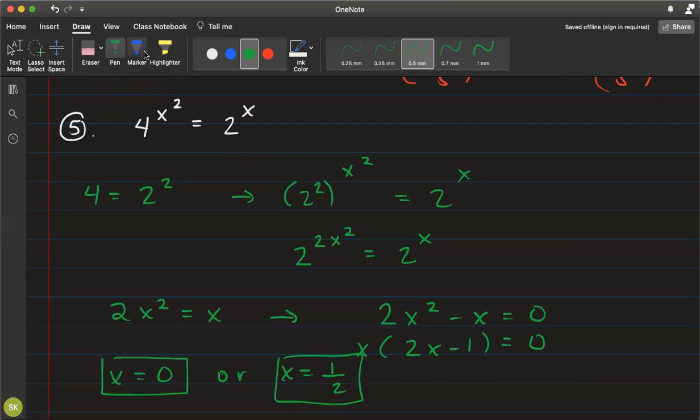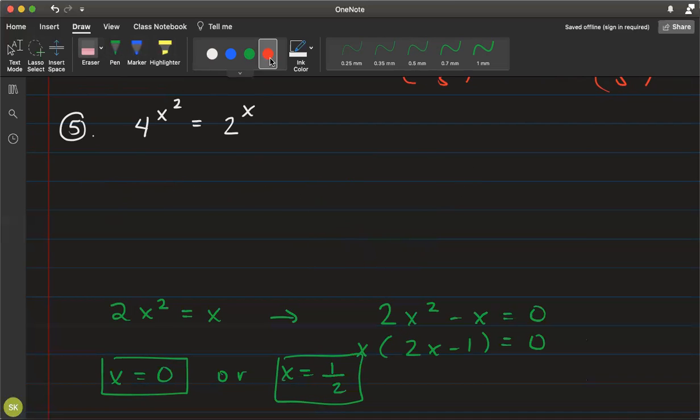And let's double check. Let's see if that's true. So I'm going to erase this little bit here so I can have some room. So 4 to the 0 squared, is that equal to 2 to the 0? Well, 0 squared is 0, and any number raised to the power 0, other than 0 itself, is going to be 1. And 2 to the 0 is also 1. So that worked. Now let's try the 1/2.